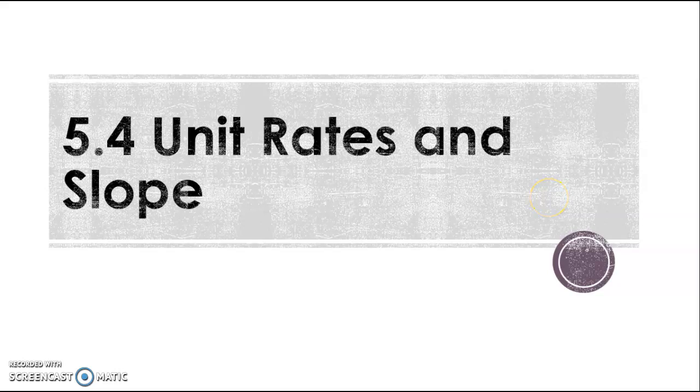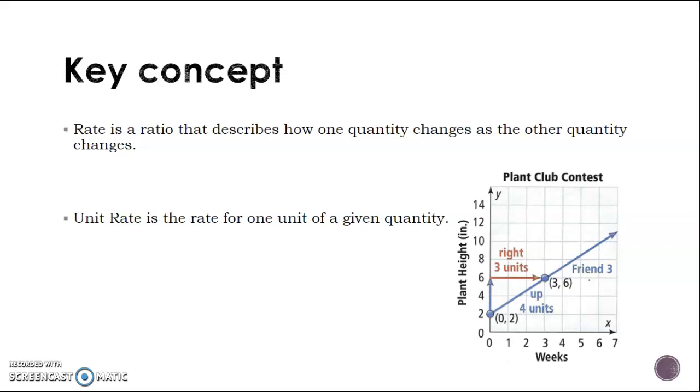Welcome back. So in this lesson, we're going to be talking about unit rates and slopes and how they relate to each other. So let's dive right in so this doesn't take very long. So a rate is a ratio. Remember, slope's also a ratio that describes how one quantity changes over another quantity. So basically what a rate is, it is slope, but with units.